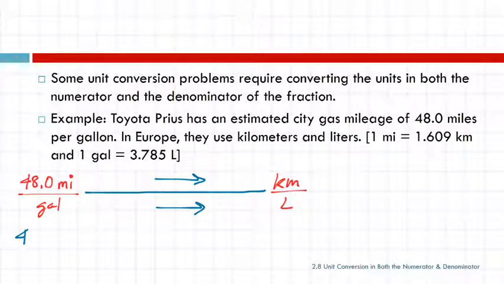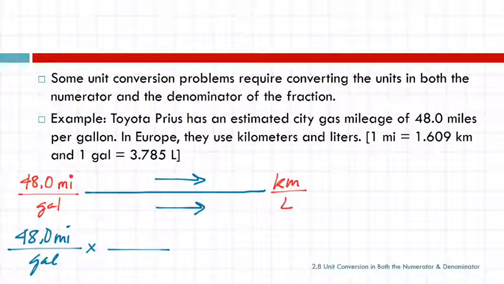So 48.0 miles per gallon. I like to do the numerator first. So for the numerator, I have one arrow, so I'm going to have one fraction. I'm going from miles to kilometers, so kilometers goes here, and miles goes in the denominator, so the miles cancel out.